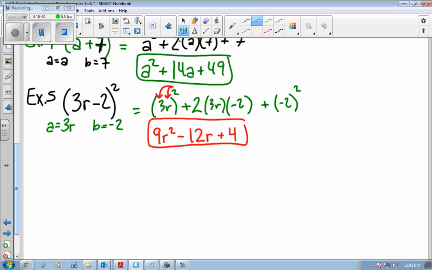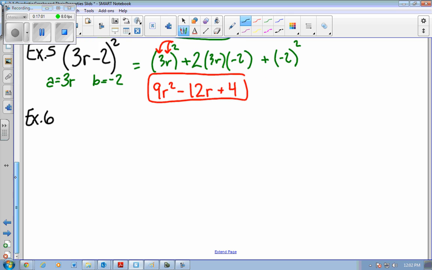Okay, getting better? I'm going to give you one to try all by yourself. It feels like, but if you have this test, they're like way different problems. Well, if you look at the test review, it was exactly the same as the test, other than numbers changed. Example 6. Okay, this one's all for you. You can do it.